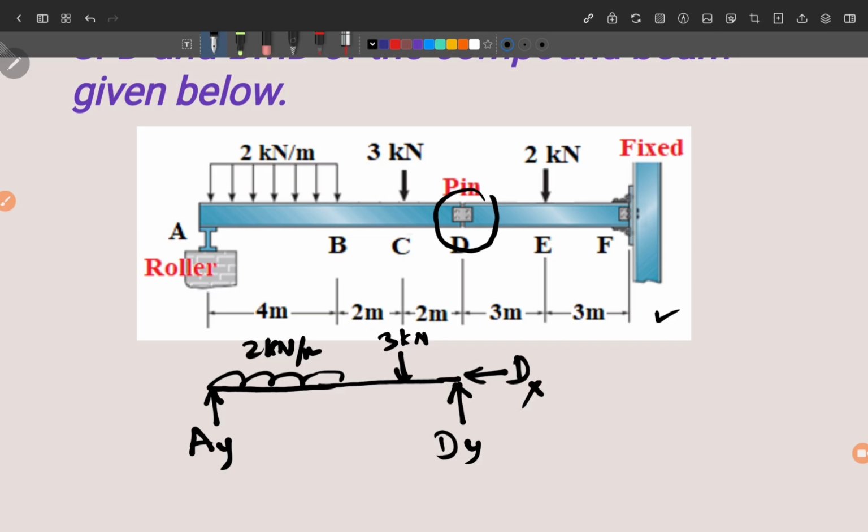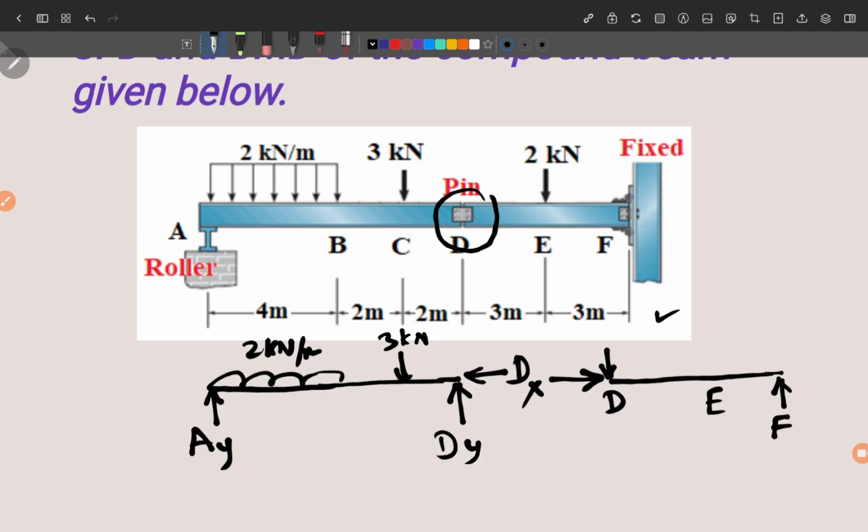Now what is happening at this pin? Because this pin is part of both the components DEF and ABCD, whatever it takes from this left hand side beam, it will transfer to DEF in the opposite direction. So if Dx is left hand, then it will transfer Dx in the right hand direction there, and if Dy is upward here, it will transfer Dy in the downward direction for this second part, which is your D, E, and here we have F.